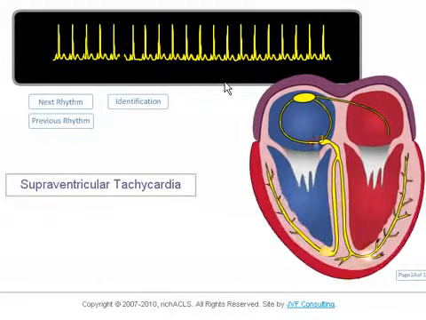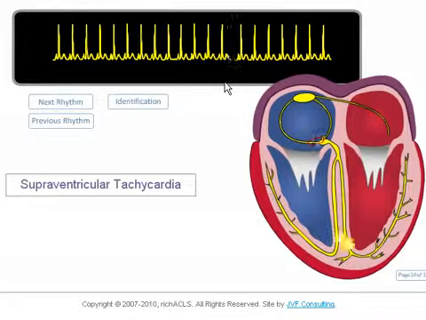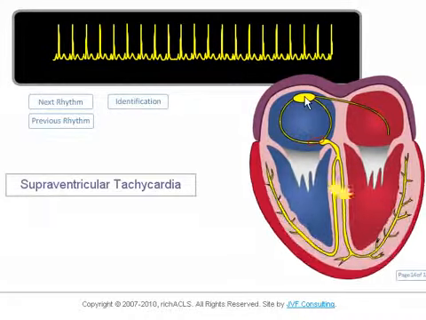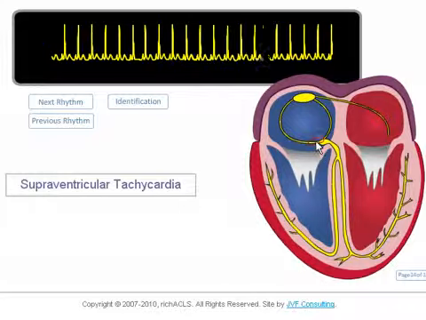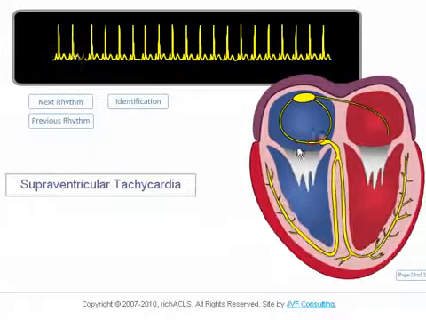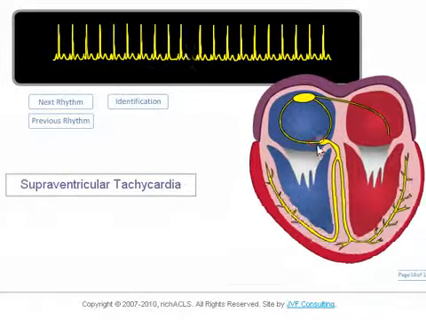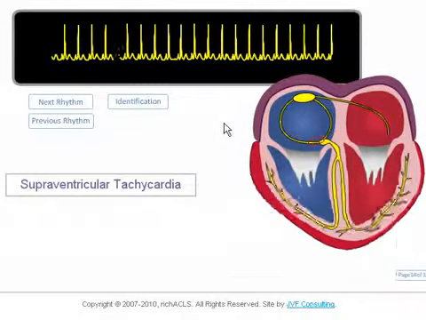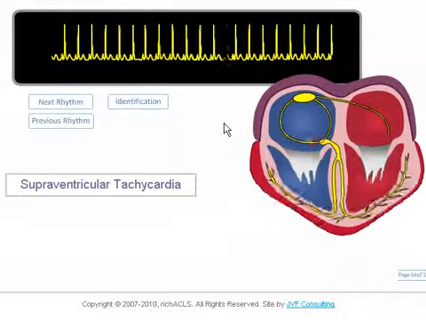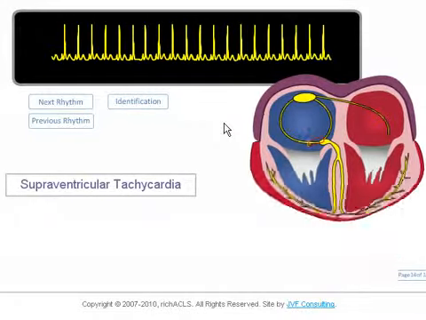When we look at the animation, we see the SA node is not acting as a primary pacemaker. There is a small accessory pathway which has an impulse rapidly traveling around and around. Every time the impulse travels through the AV node, it's transmitted down through the Purkinje fibers into the ventricles.